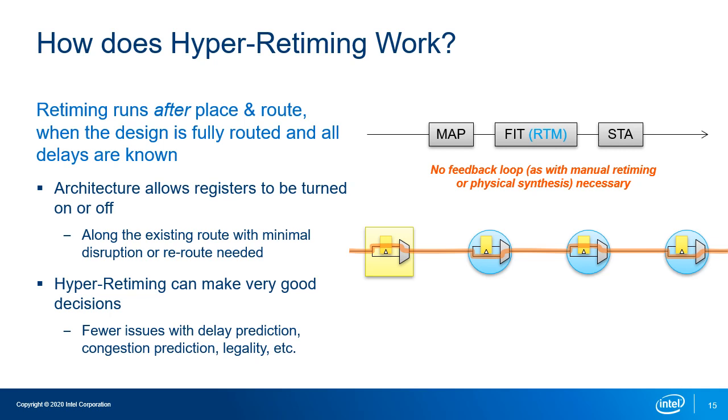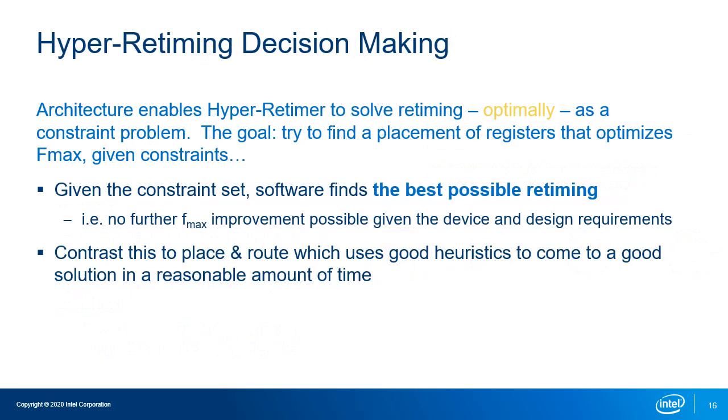Hyper-retiming can make very good decisions on enabling hyperregisters without the problems of delay prediction, congestion prediction, and so on that come with fitter algorithms and conventional retiming. Because of the way the Intel Hyperflex architecture is constructed, hyper-retiming comes down to a constraint problem. This greatly simplifies the retiming process. With standard place and route algorithms, the compiler uses heuristics to come up with a solution in a reasonable amount of time.